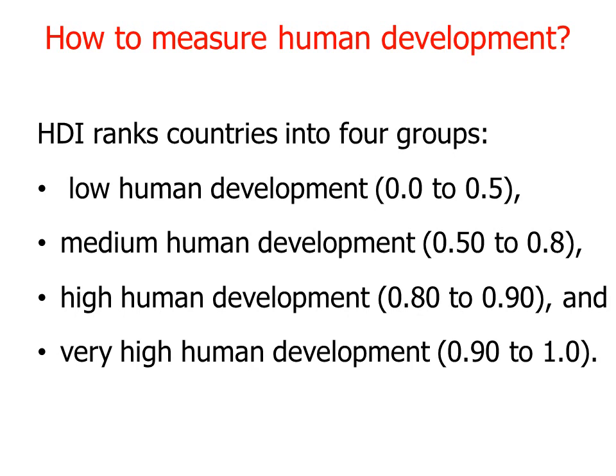So, how do we measure human development? Through the Human Development Index, HDI. HDI classifies countries according to human development. HDI ranges from 0 to 1. 0 to 0.5, low human development. 0.5 to 0.8, medium human development. From 0.8 to 0.9, high human development, and 0.9 to 1, very high human development.